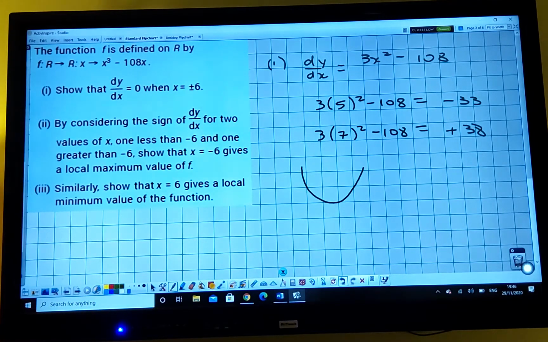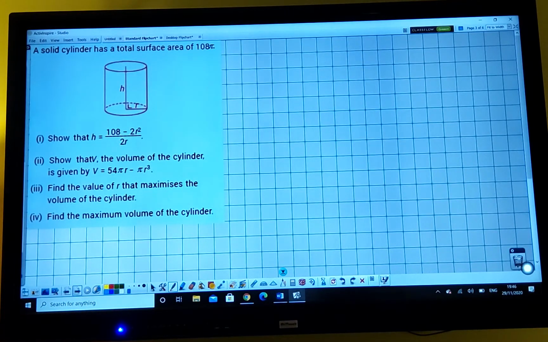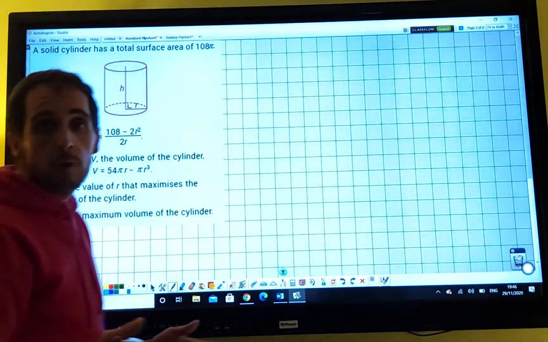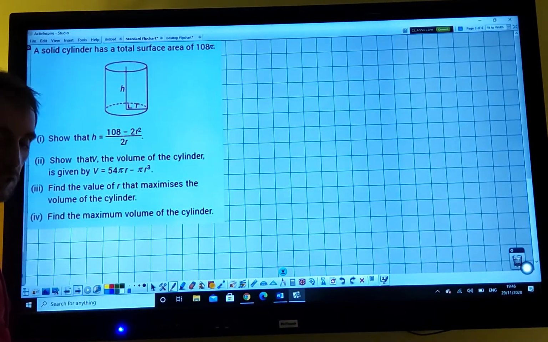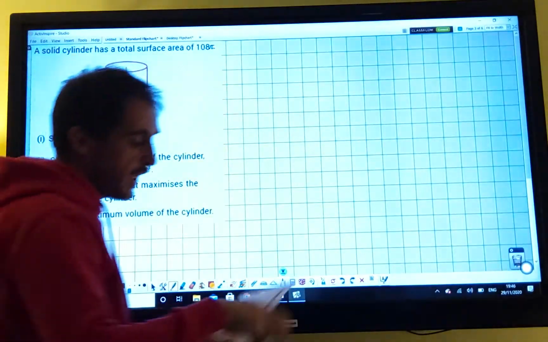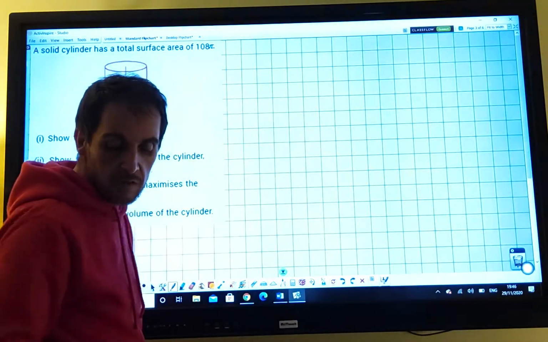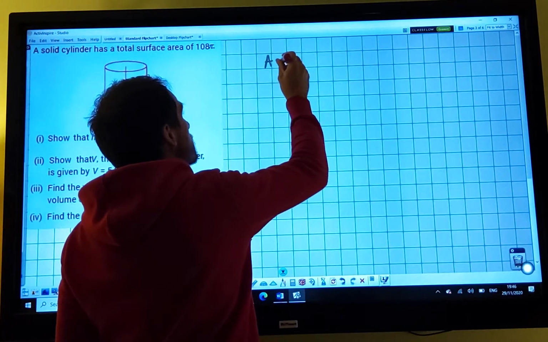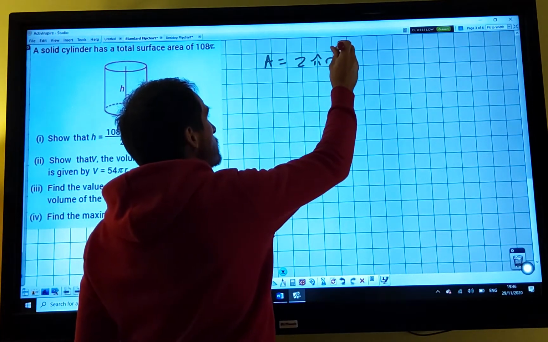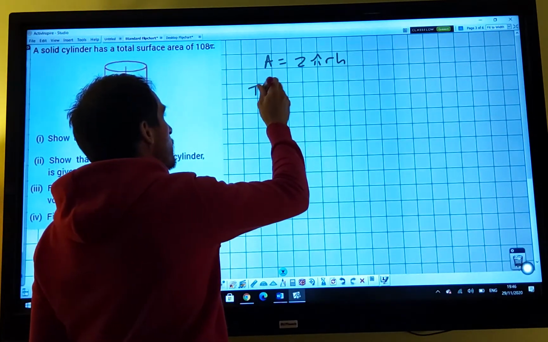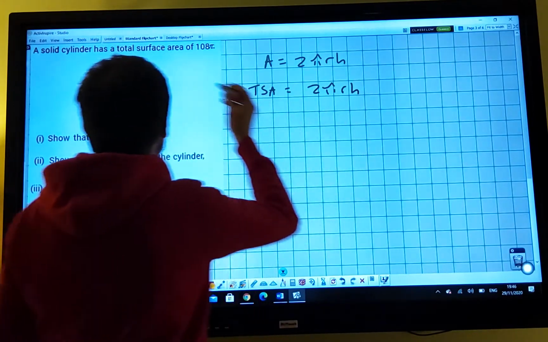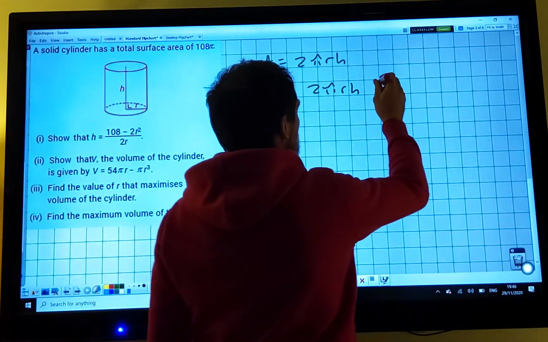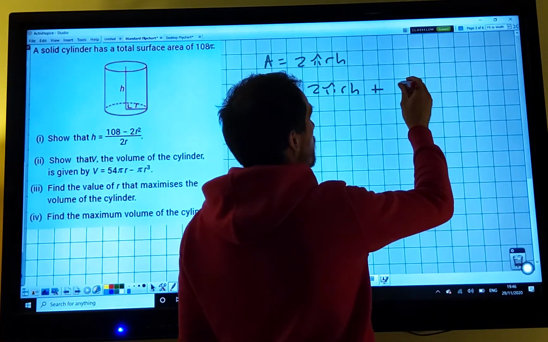Okay. Now this one here, all this is a manipulation of a formula. That's all you're doing with this one here. So now be careful here when it says total surface area, because a lot of people will look at their tables book and see that the surface area of the cylinder is equal to 2 pi r h. But the total surface area is 2 pi r h plus the top and bottom of the cylinder. So it's going to be equal to 2 pi r h plus 2 pi r squared plus 2 pi r squared.